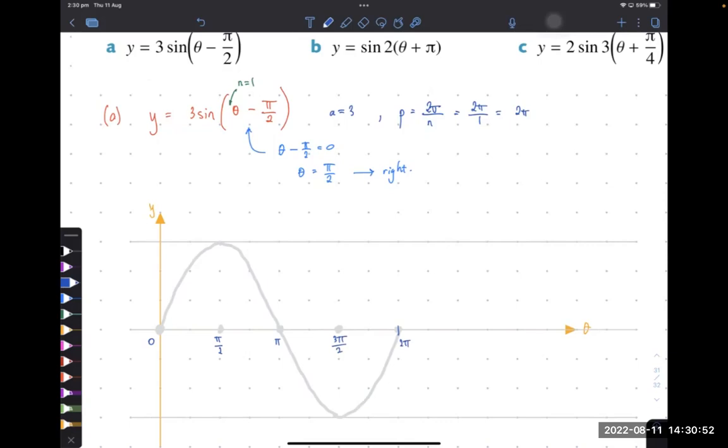But we need to shift everything pi on 2 to the right. So where's this first point going? To pi on 2. So our actual graph now starts here. Does this make sense as to why you would want to draw the cycle there first and then you shift it afterwards? So where's our maximum going to be at? It was originally at pi on 2. Where's our maximum going to be now? At pi. Yeah, so it's shifted across by pi on 2.